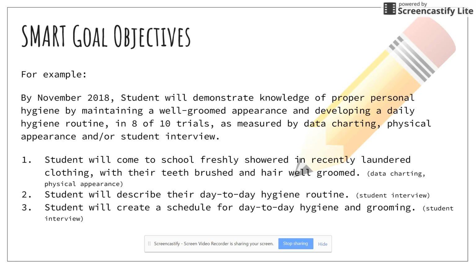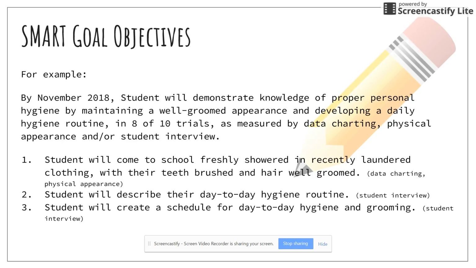Now, that is just one example of an objective that can follow that set goal. Perhaps based on that student, those types of qualifiers might not be appropriate. You can modify your objectives to meet how the student will reach that goal as it is appropriate. A second sample objective would be student will describe their day-to-day hygiene routine. This can be measured through a student interview. That is a great objective to sit with a student and really have them explain to you and demonstrate their knowledge of how they have proper hygiene.